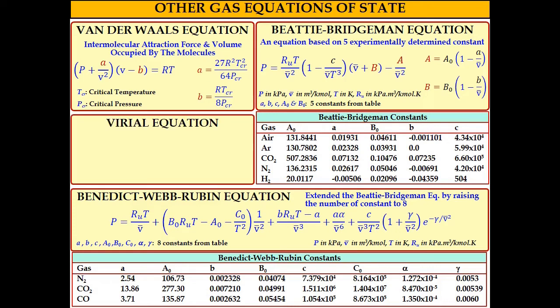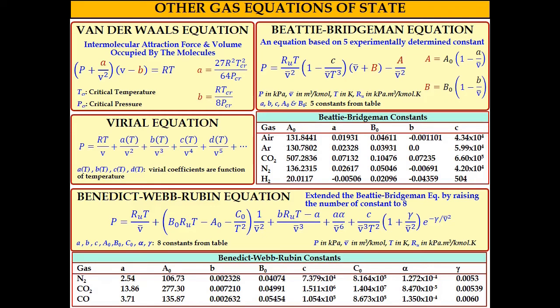And the last one we have is the virial equation. This is quite long actually. So we have P equal to RT divided by v, plus a(T) divided by v squared, plus b(T) divided by v cubed, plus c(T) divided by v to the power of 4, plus d(T) divided by v to the power of 5, and so on.